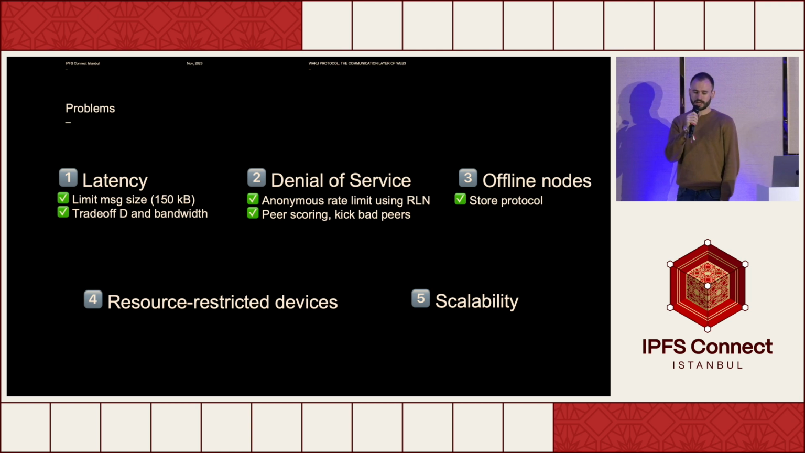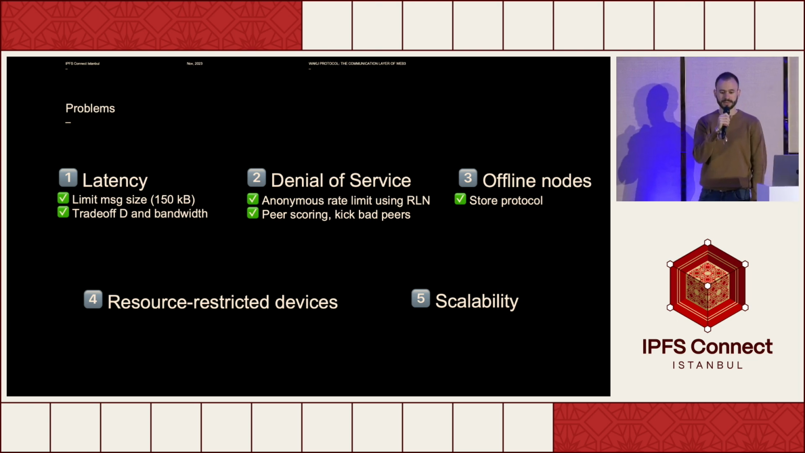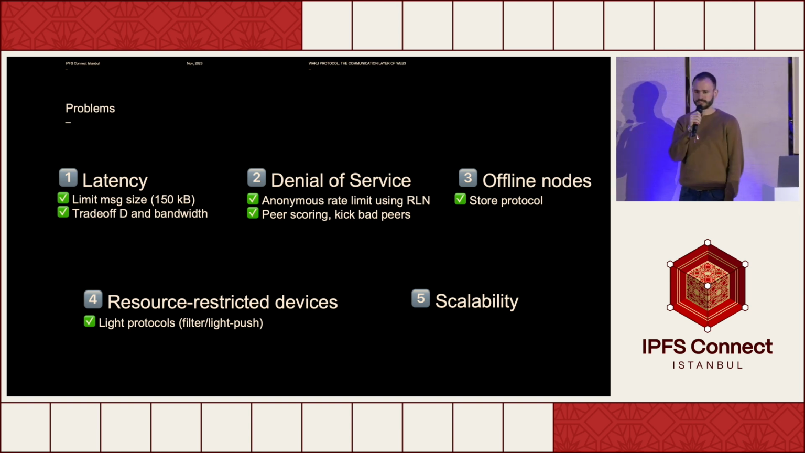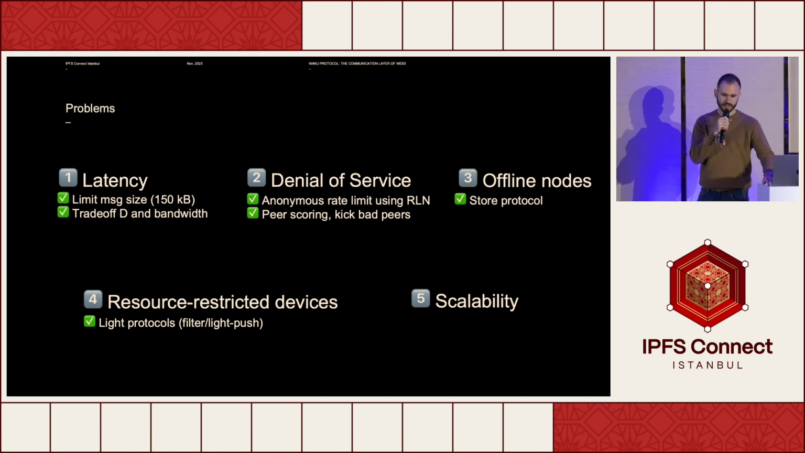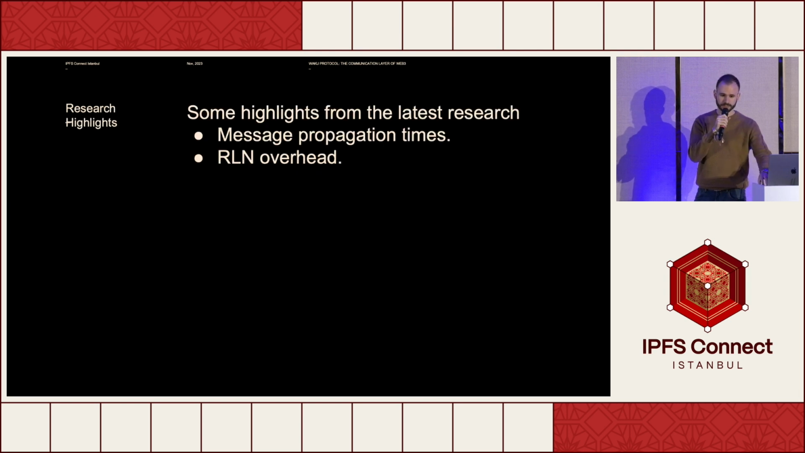For offline nodes, we have the store protocol. So if you are offline for some time and then you're up again, you can use this store node to send you the messages that you missed. For resource-restricted devices, we have light clients. And for scalability, we are sharding the network in multiple shards.